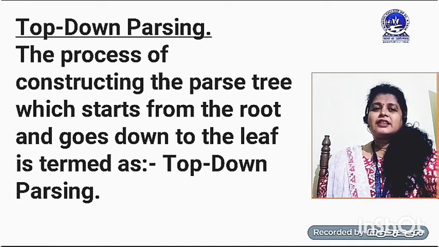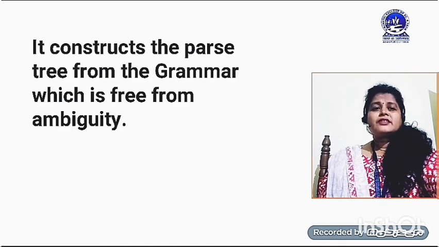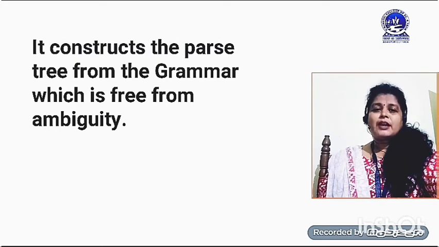Top-down parsing is the process of constructing the parse tree which starts from the root and goes down to the leaves. It starts from the root, implements a number of production rules, and gradually moves towards the leaves. It constructs the parse tree from a grammar which is free from ambiguity. In the previous class of compiler designing, we already discussed the meaning of ambiguity in grammar. If you have not gone through that video, please go through it, so that you will be clear what ambiguity is and how we can convert an ambiguous grammar to an unambiguous one.